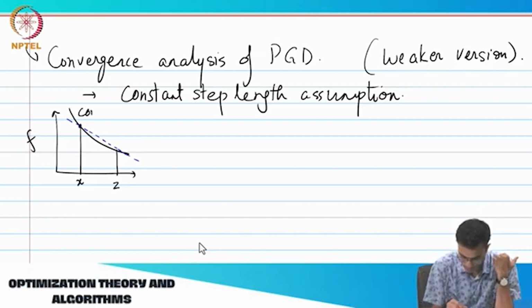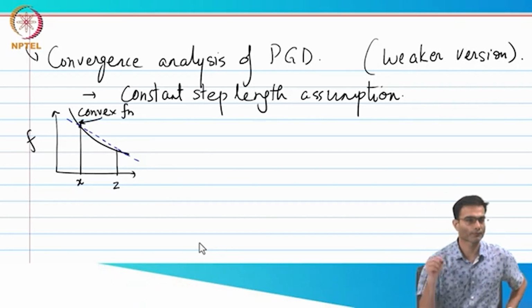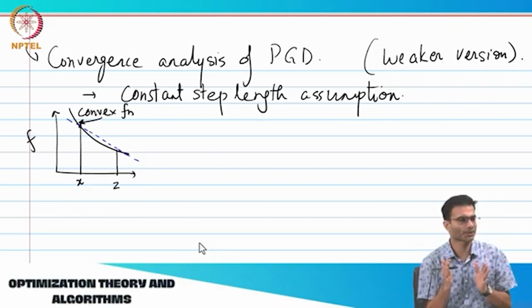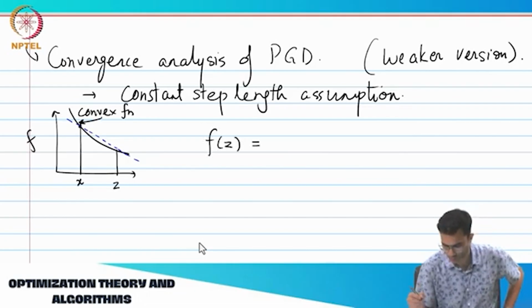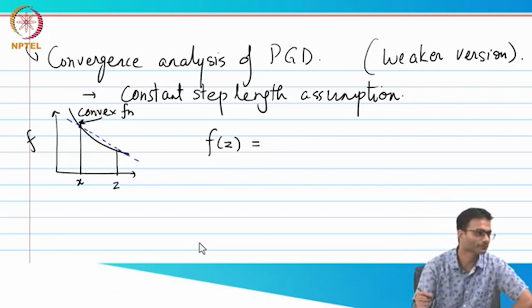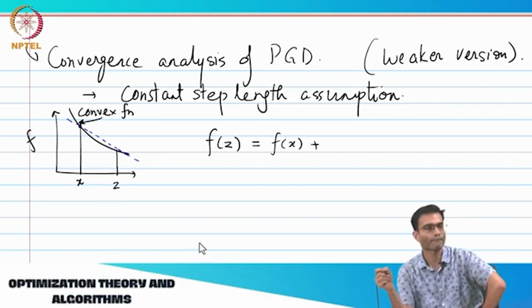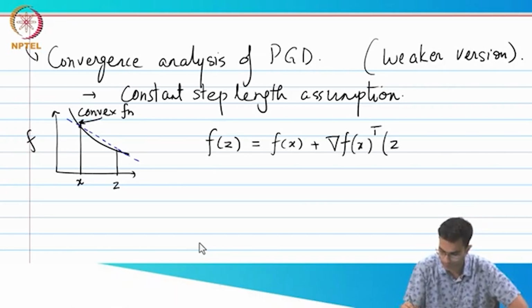So let's just say convex function. If I were to write Taylor's theorem for F, let's assume that X and Z are close to each other. So I want to write F of Z. By now all of you are experts in this. First order Taylor's theorem, what should I write? First term should be F of X plus, what else? Grad F at what point? X transpose Z minus X.